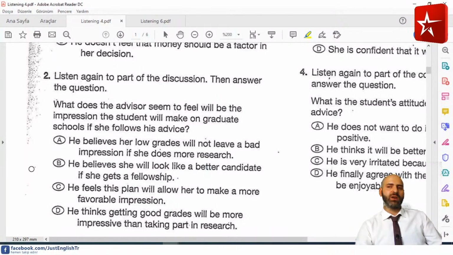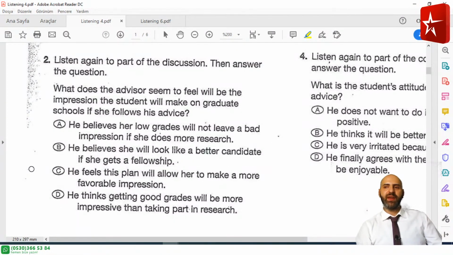What do you think about this one, guys? Which one is the correct answer? A, B, C, or D? Again, let's discuss all of the possible answers.